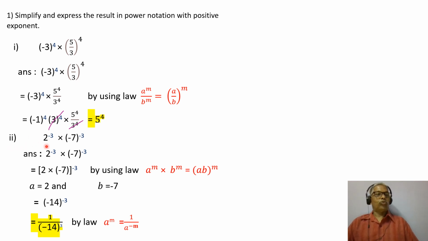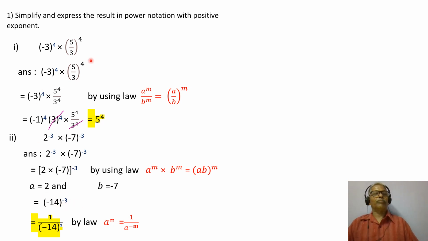2 raised to minus 3 into minus 7 raised to minus 3. So answer, write it like this, and then into bracket 2 into minus 7, and the whole bracket raised to minus 3, by using the law A raised to m into B raised to m equal to A into B raised to m. We have learned this and we are using it now. Here A is equal to 2 and B is equal to minus 7. So A into B will be minus 14 raised to minus 3 will be the answer.